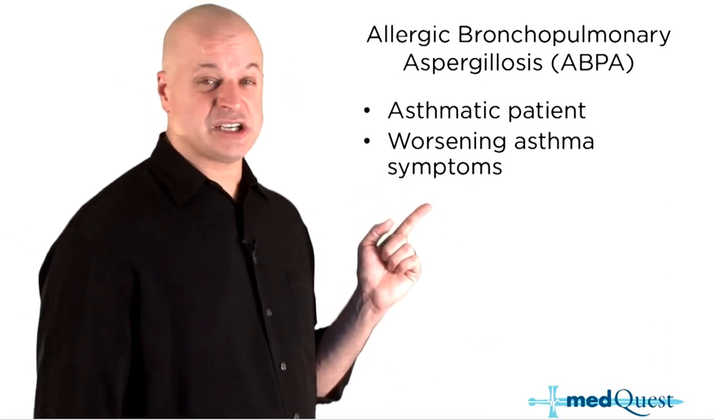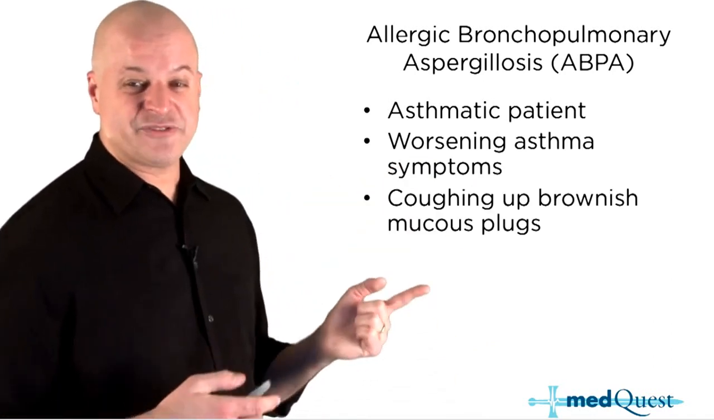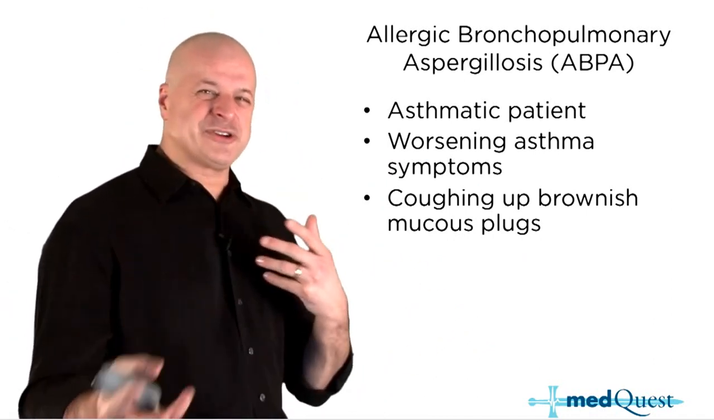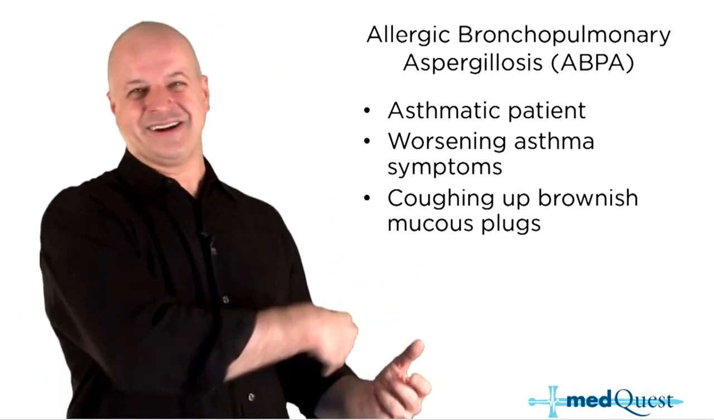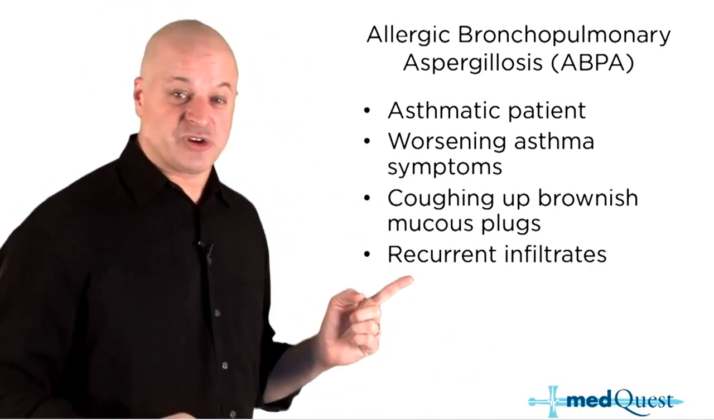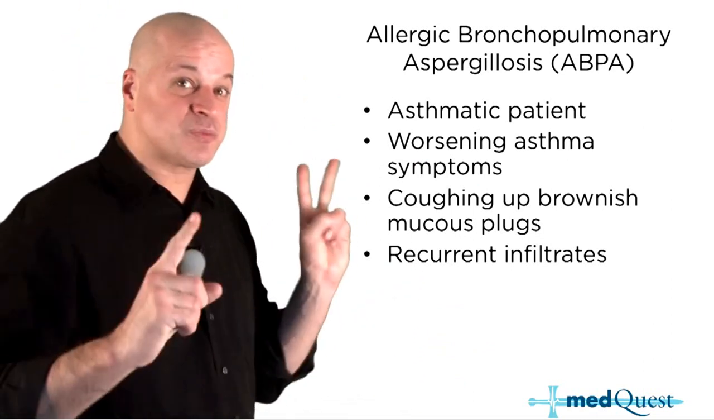gives you worse asthmatic symptoms and you get these fleeting infiltrates. You cough up brown mucus plugs and you get infiltrates that come and go, they're here and they're there, and they seem to change spots, change locations. They seem to actually be recurrent infiltrates in different locations, with brown mucus plugs.